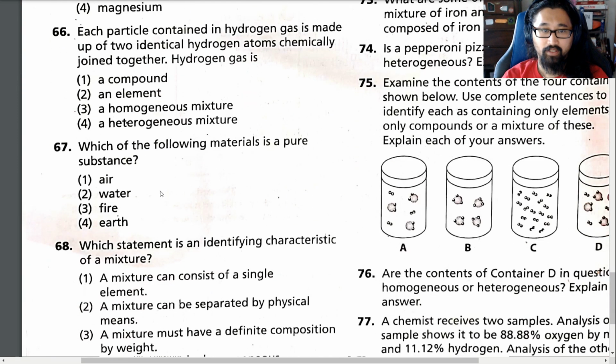If I were to look at page 67, which of the following materials is a pure substance? All right, so now we're asking which of the following is not a mixture. We just said air was a mixture. Off the table. Water. Water is a compound, and compounds are pure substances. Elements and compounds are both pure substances.